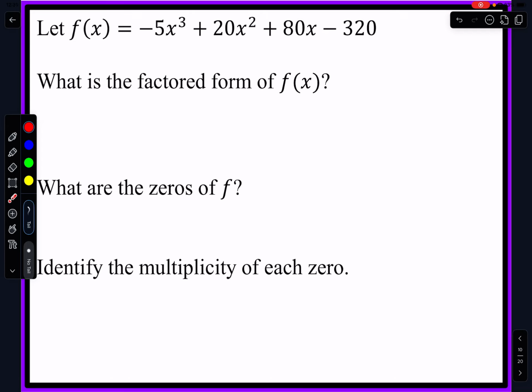In this example, I'm going to explain how to factor this type of polynomial, identify the respective zeros, and the multiplicities of those zeros. So let's look at the example that we have here. And the technique for this is by grouping, factoring by grouping. So we're going to group the first two terms, negative 5x to the third power plus 20x to the second, and we're going to factor out and group the second two terms.